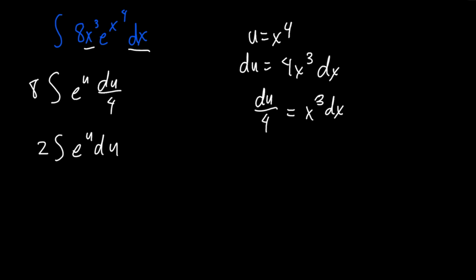So let's now integrate this one. 2, if we're going to integrate e raised to u du, is equal to e raised to u plus c. And let's substitute back the value of u, which is x raised to 4. 2e^(x^4) plus c. That's the answer for the problem.